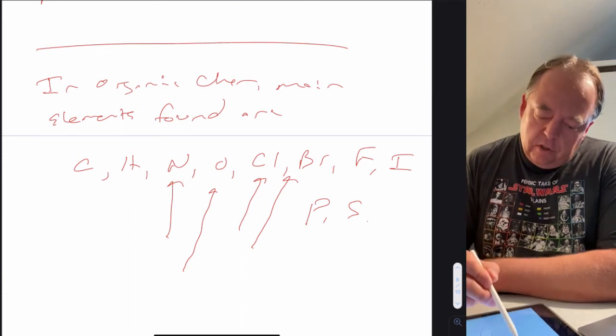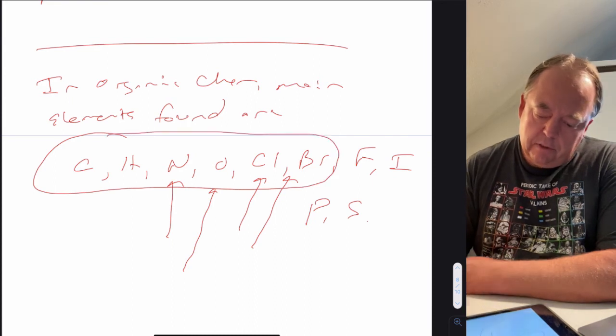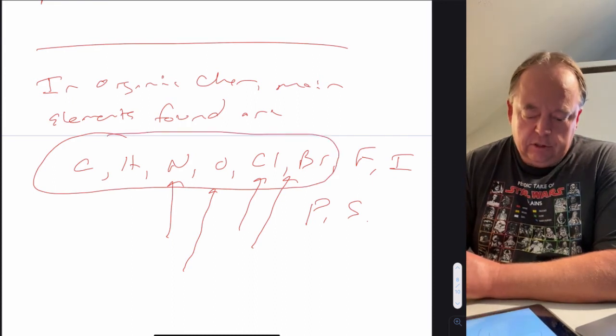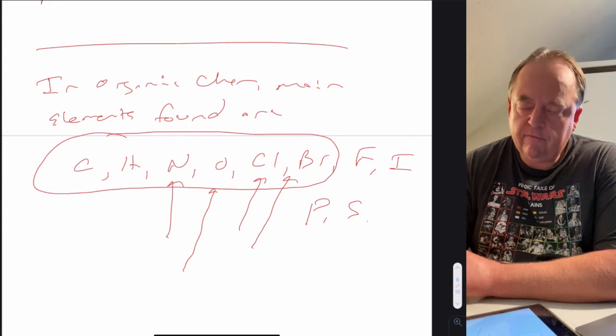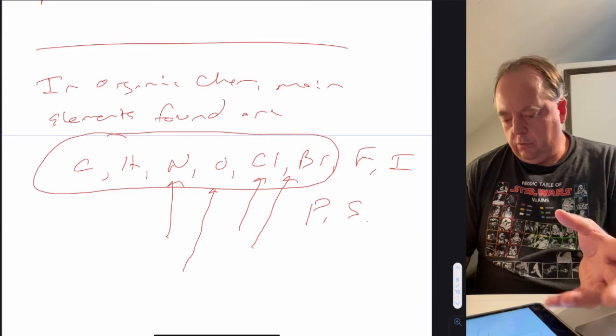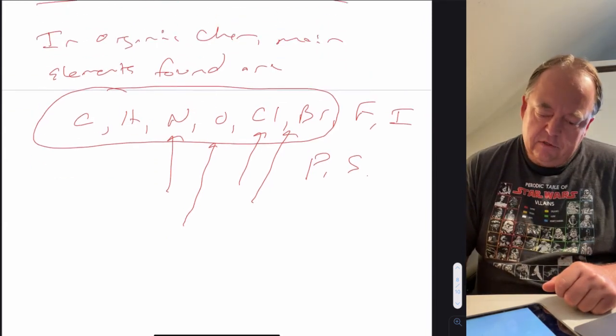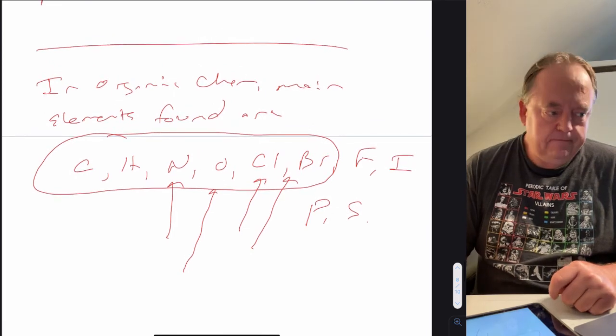For our purposes, though, we're going to basically limit ourselves to looking at the spectroscopy of molecules that just have carbon, nitrogen, hydrogen, oxygen, chlorine, and bromine in them. Just to simplify things a little bit, so that we can learn the basics of spectroscopy. But that covers a whole lot of organic molecules.